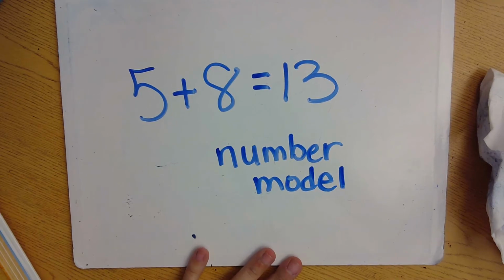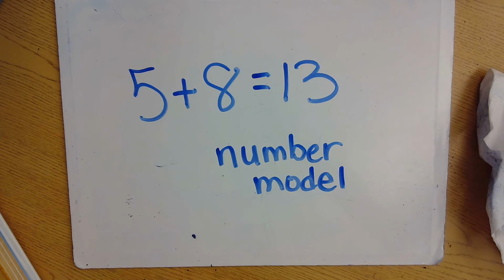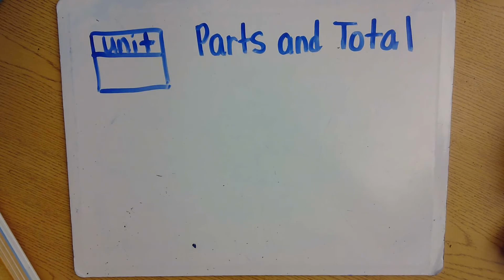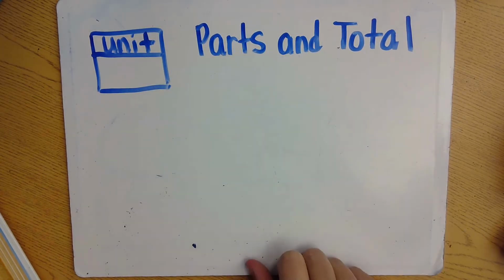When we see a problem written out using numbers, it's called a number model. Your teacher may sometimes call it a number sentence as well. Today, as we write our own number stories, I'm going to teach you how to write 2 different types of number stories. The first type is called a parts and total number story.